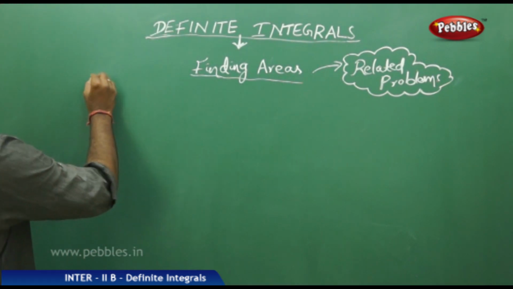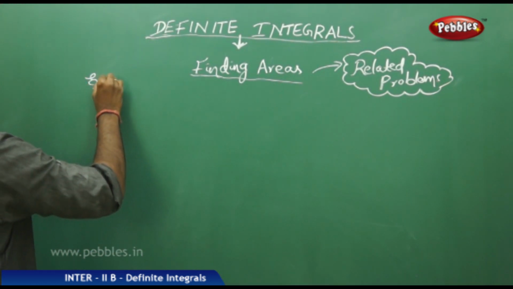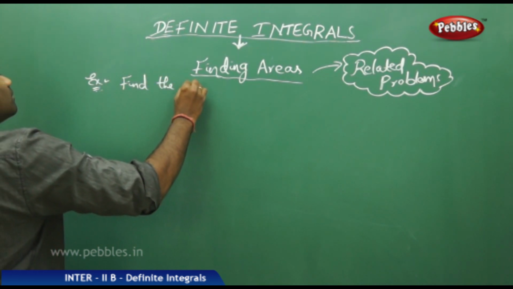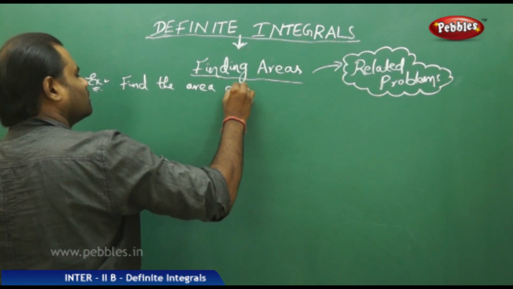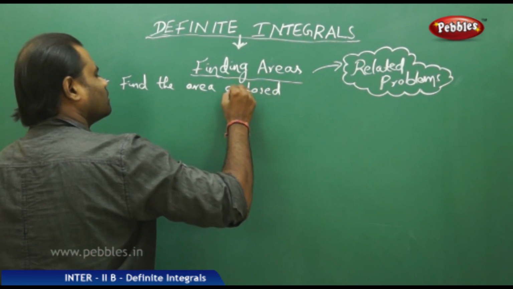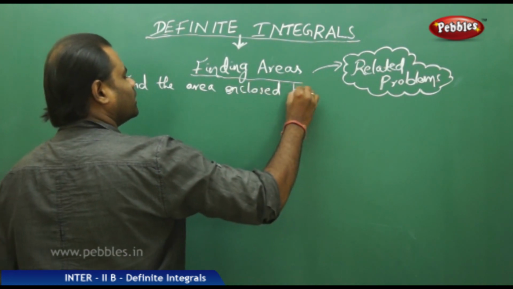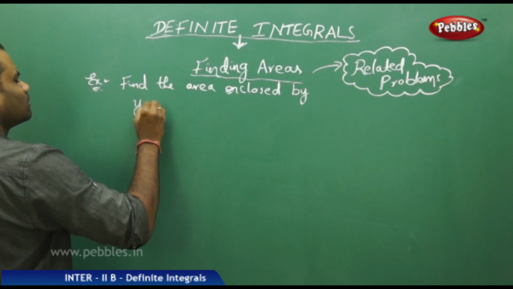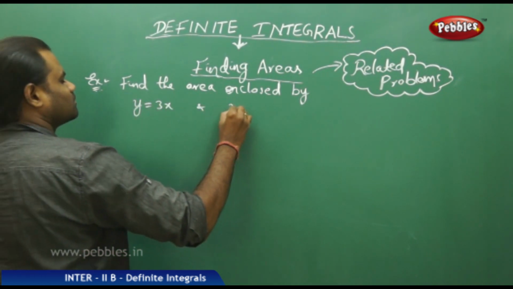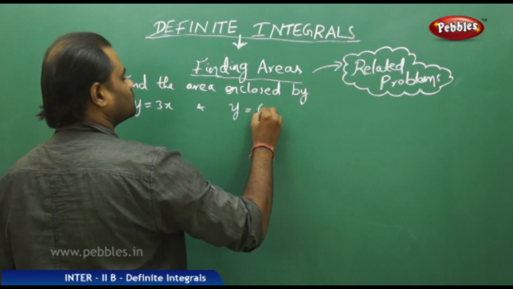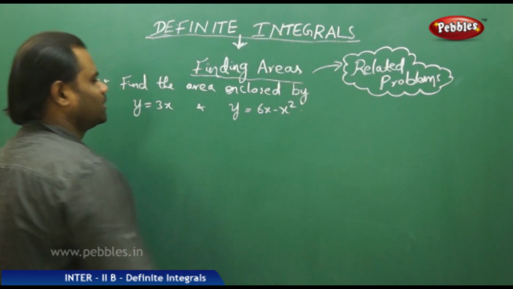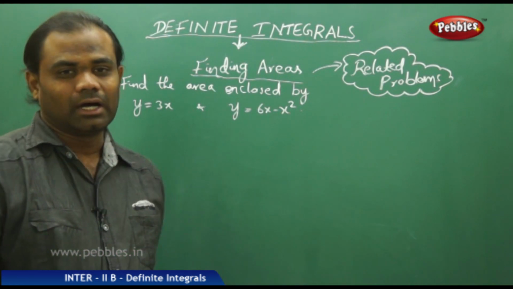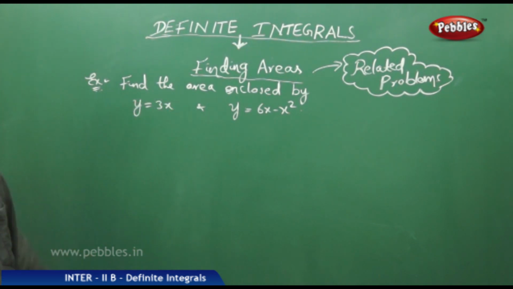Say for example, I have a question which says, find the area enclosed by y equal to 3x and y equals x squared.